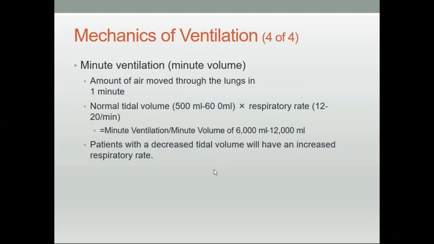Patients with decreased tidal volume, let's say from a pneumothorax, even a simple pneumothorax, that compresses one of the lungs, that decreases the tidal volume that's available for this calculation of minute ventilation. So that causes a compromise in our patients. That normal resting respiratory rate of 12 per minute may go up to that 20 per minute, 24 per minute, 26, 28 per minute to try to compensate for the decrease in minute volume by increasing the respiratory rate to try to get back up to a normal minute ventilation.